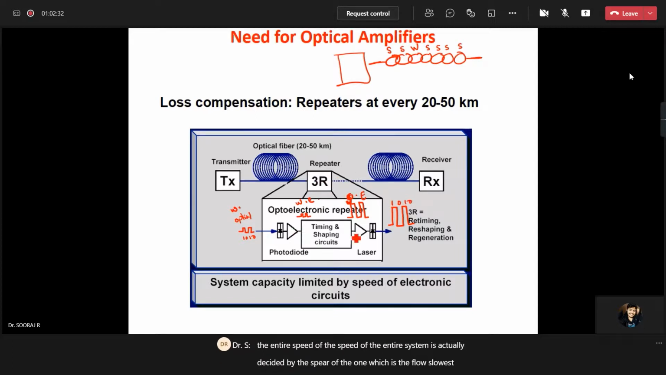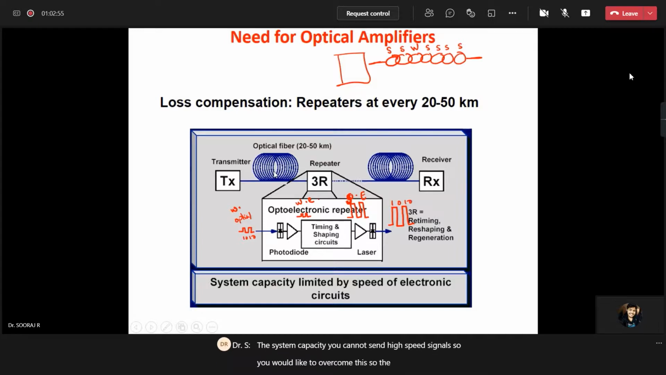So these electronic circuits are the ones which are very slow, and therefore no matter how fast your laser is or how fast your photodetector is, it is of no use, because these repeaters are slow. And therefore these repeaters would ultimately limit the system capacity. You cannot send high-speed signals. So you would like to overcome this.